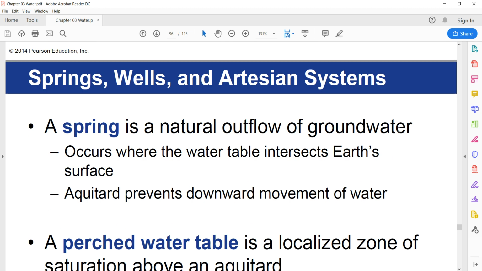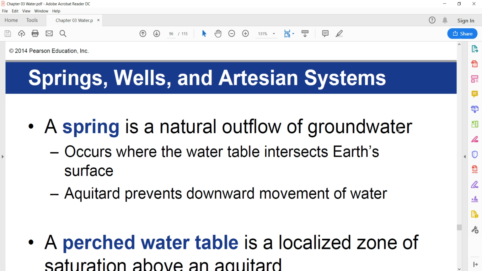Spring. We just saw in this schematic how sometimes the groundwater comes out on the surface in the form of a spring. A spring is a natural outflow of groundwater, which occurs where the water table intersects Earth's surface.